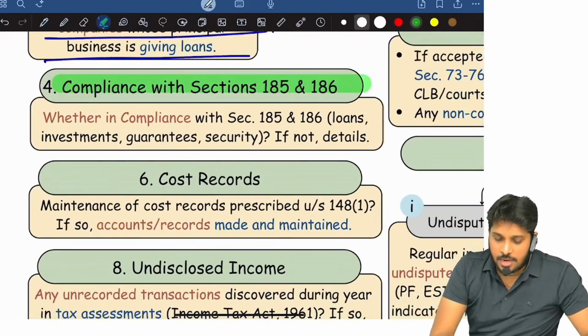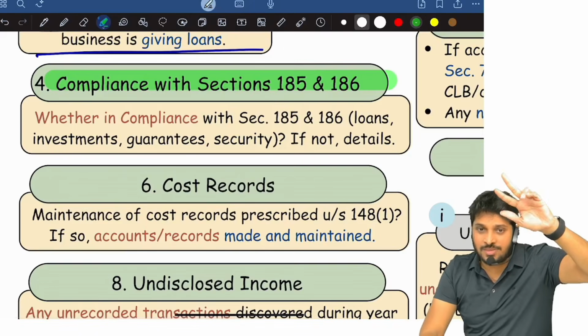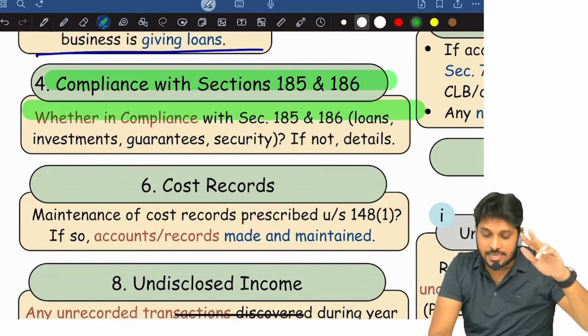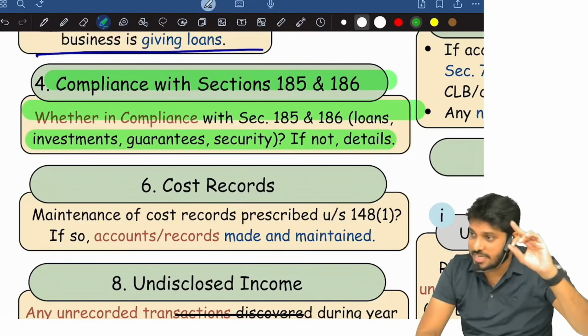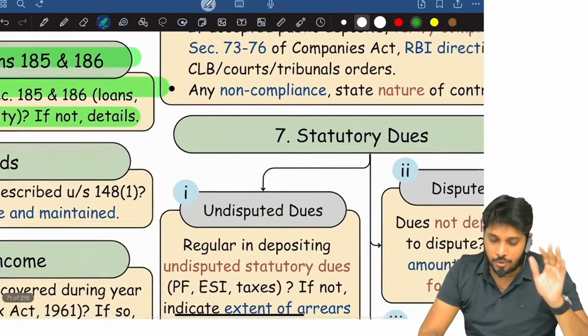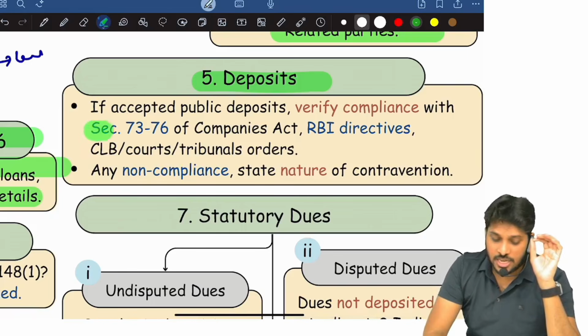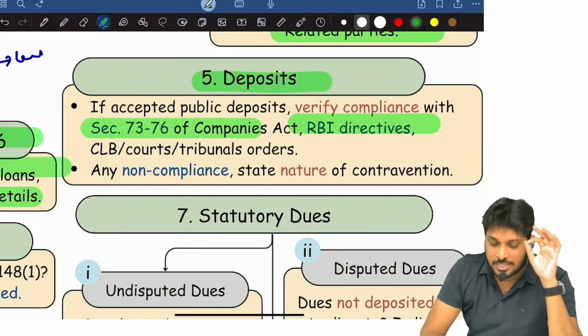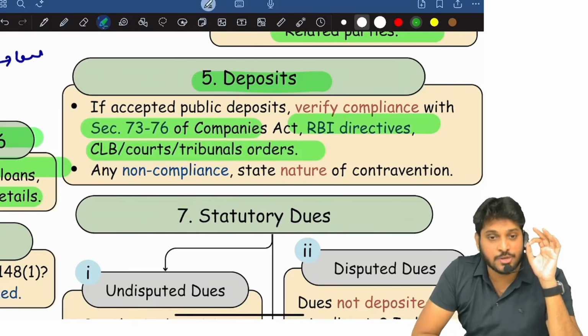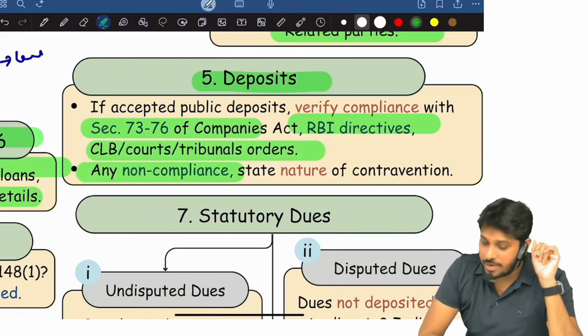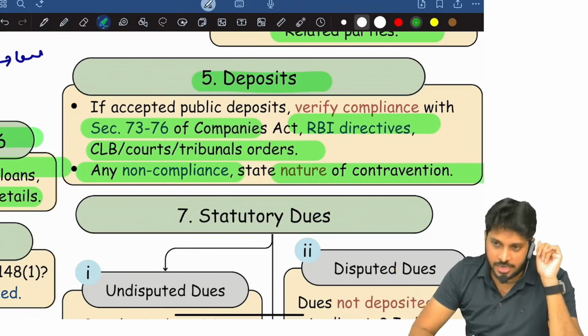And further, Companies Act conditions for loans, investments, guarantees, everything, right? Companies Act conditions also you should check. If there is any non-compliance, the auditor has to report it. Then deposits. Suppose the company has accepted public deposits, check compliance with the Companies Act, check compliance with RBI directives, check compliance with tribunal orders, all that. If there is any non-compliance, you should mention the exact nature of non-compliance.